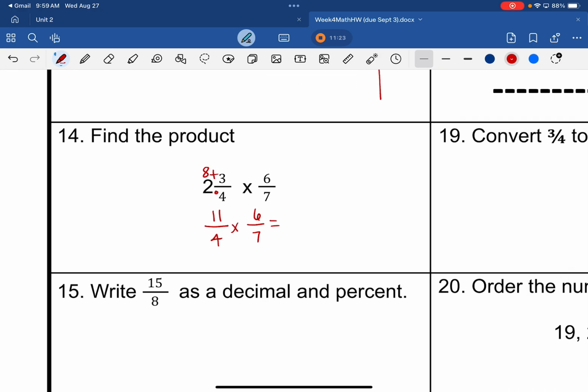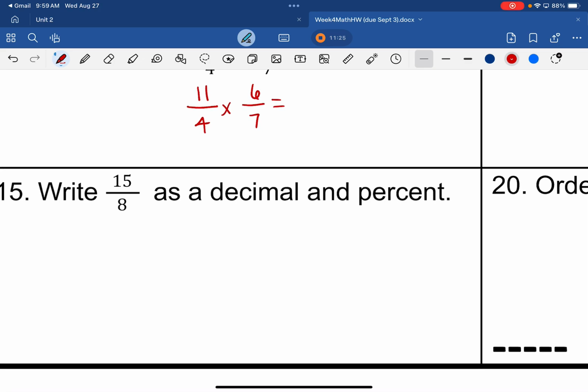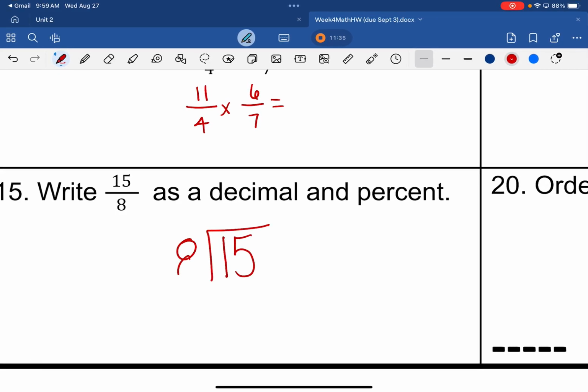All right. We're going to write this as a decimal. To do that, you're going to put your numerator inside the division house and divide by your denominator.